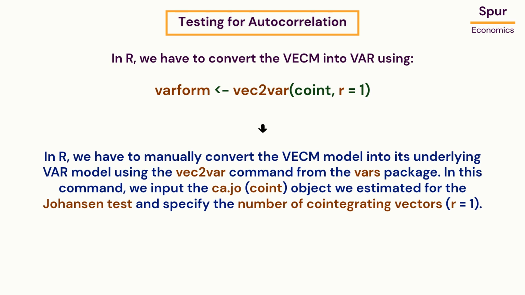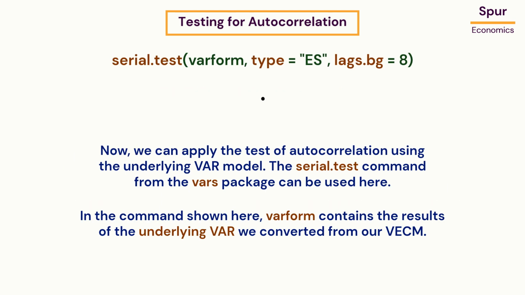In R, we have to manually convert the VECM model into its underlying VAR model using the vec2var command from the vars package. In this command, we input the ca.jo object we estimated for the Johansen test and specify the number of cointegrating vectors. Now, we can apply the test of autocorrelation using the underlying VAR model.